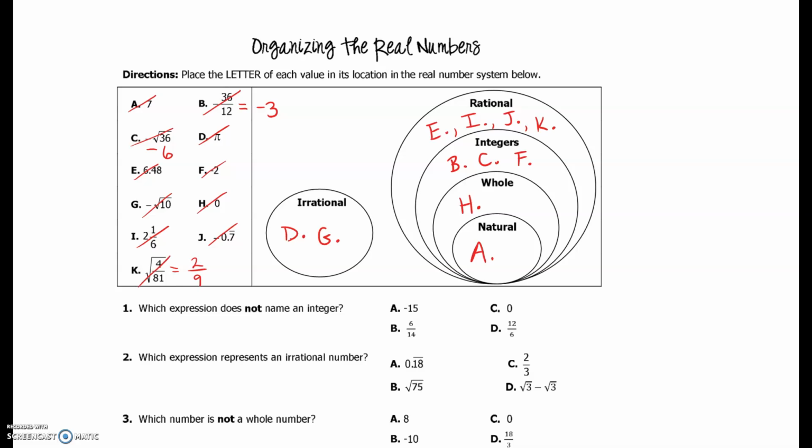So please make sure that your letters match the letters I have placed here in each one of these circles. Again, I put it in its most specific classification, and you'll notice the way that these circles are drawn, the letters are included amongst every category above it. So really, letter A, even though it is a natural number, it is also encircled with whole, integers, and rational numbers as well.